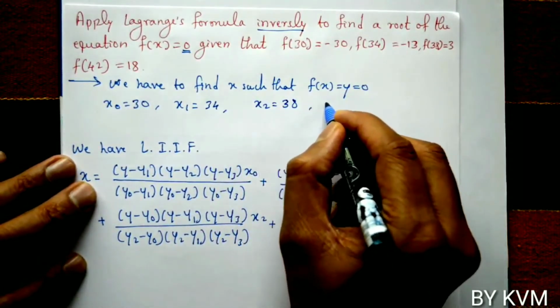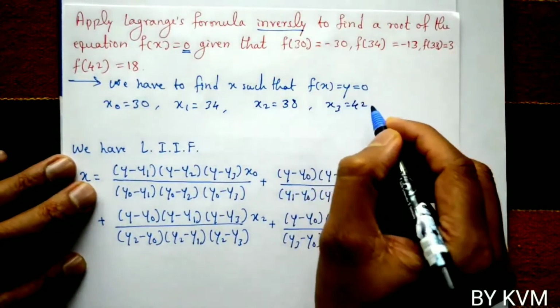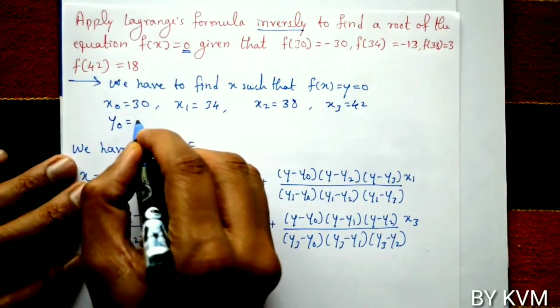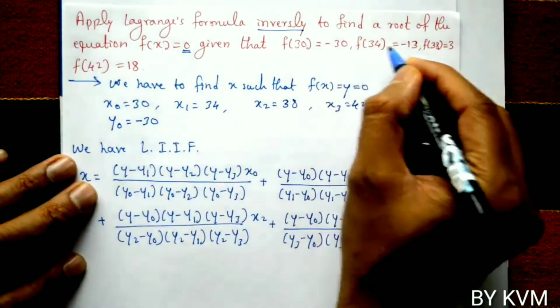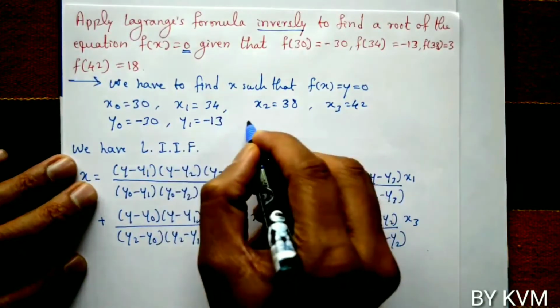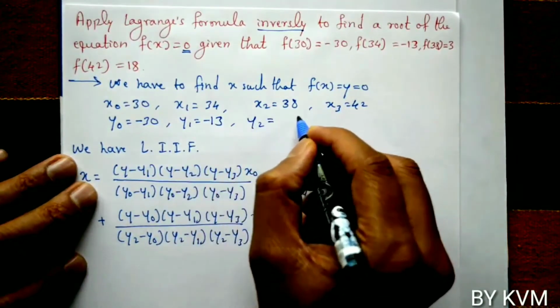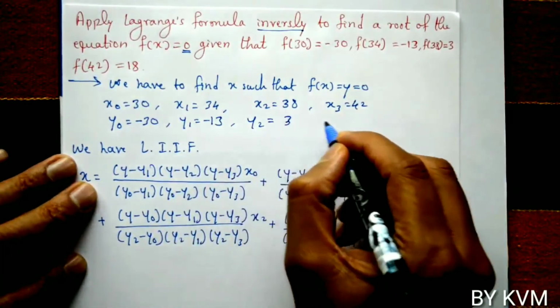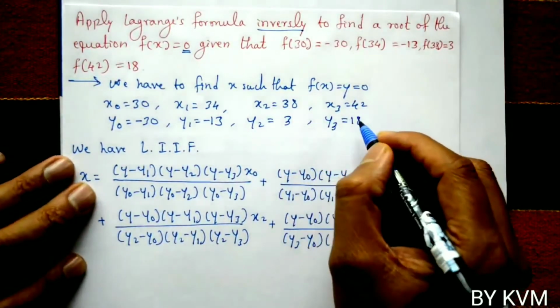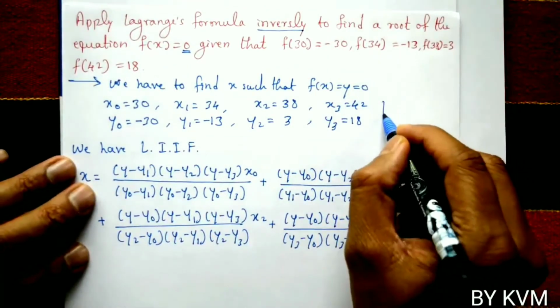So given values are x0 = 30, x1 = 34, x2 = 38, x3 = 42, and y0 is -30, y1 is -13, y2 is 3, and y3 is 18.